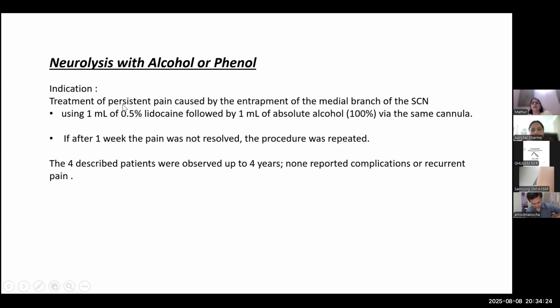Neurolysis can also be done using alcohol or phenol. I don't know if people are still doing it. Indication, treatment of persistent pain caused by entrapment of the medial branch of the cluneal nerve, using 1 ml of 0.5% lidocaine followed by 1 ml of absolute alcohol, which is 100%. After 1 week, if the pain was not resolved, then the procedure was repeated. It was studied that 4 described patients were observed up to 4 years and none reported complications after this. So apparently, I think it proved good.